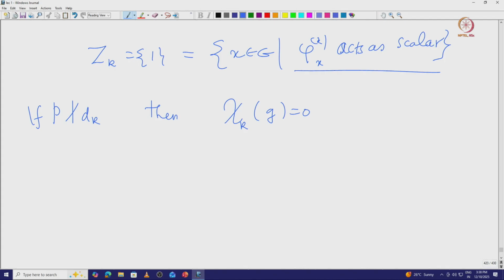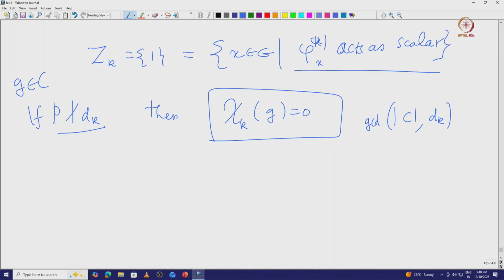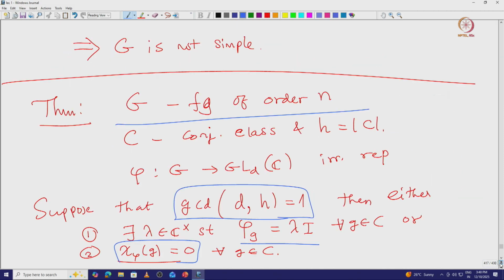So, that means if we take this g from your conjugacy class, we can take it to be a non-trivial element. Then you can see that if p does not divide d_k, the GCD of p and d_k is going to be exactly 1. The cardinality of C and the degree of the representation, the GCD of this is supposed to be 1. So, let us go back to the statement of the proposition.